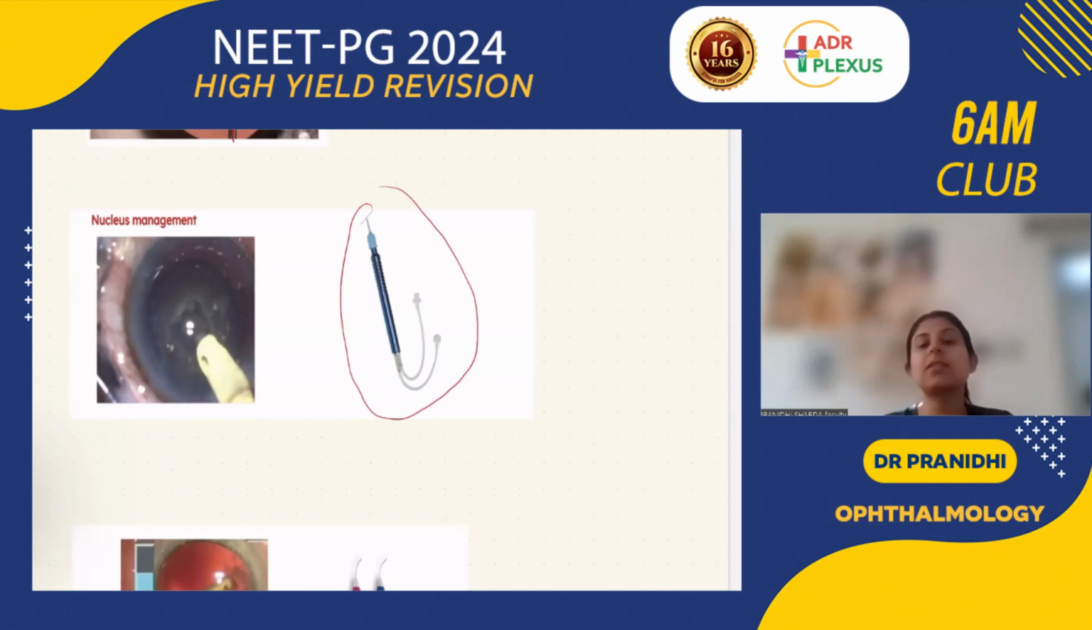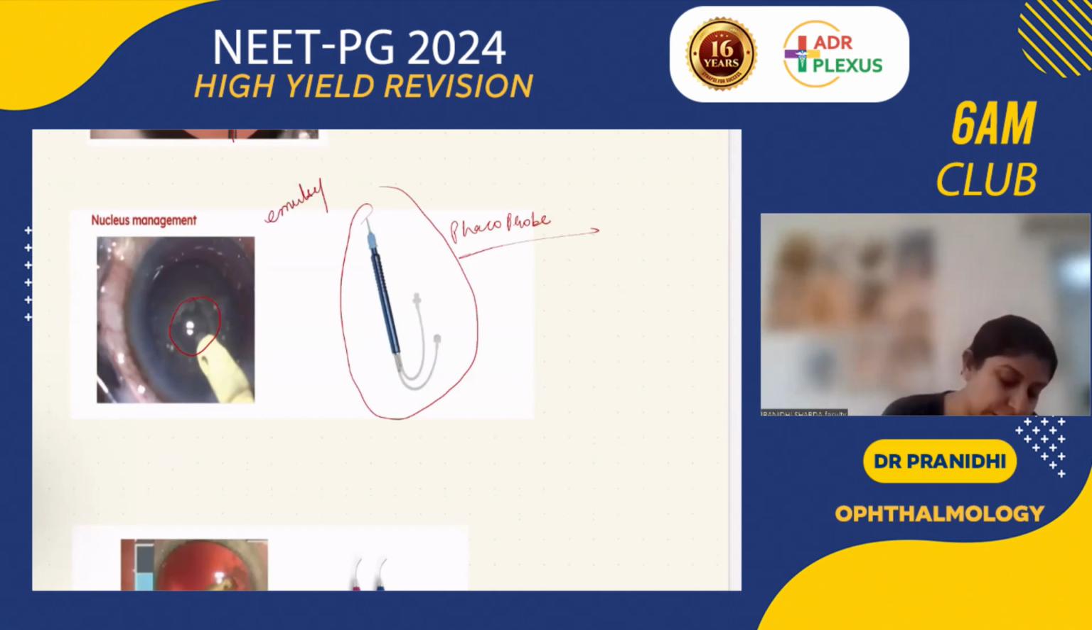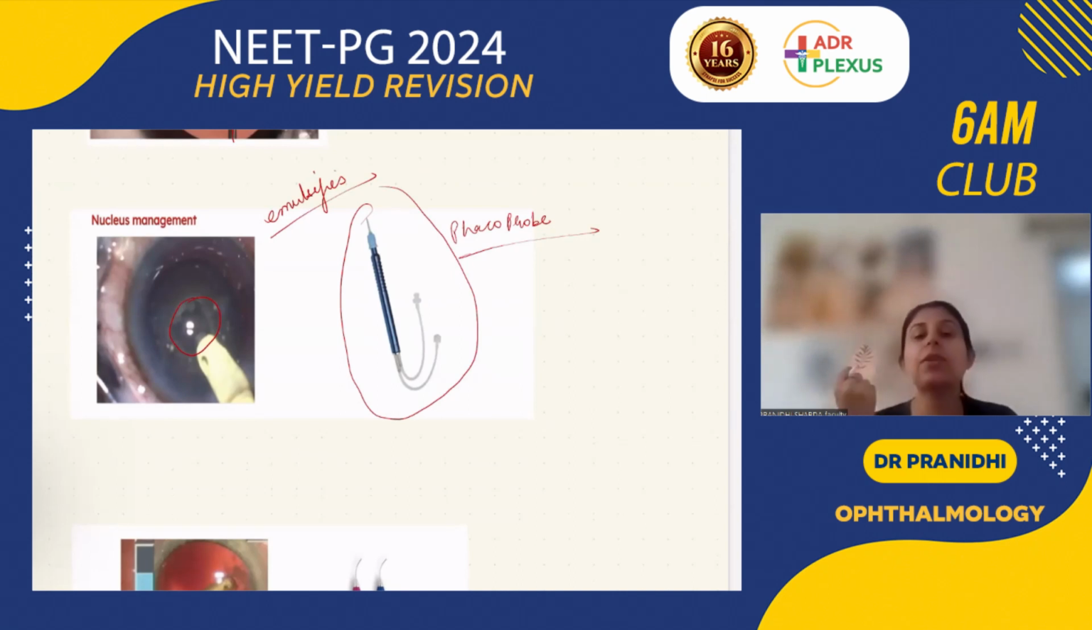This is the phaco probe, which is attached to the phaco machine, and it basically removes the nuclear part. It emulsifies it. How does it remove it? It emulsifies this part and then sucks it in. So it emulsifies this nuclear part and removes the nuclear and the cortical fiber.